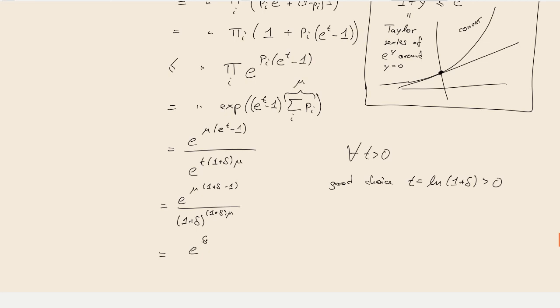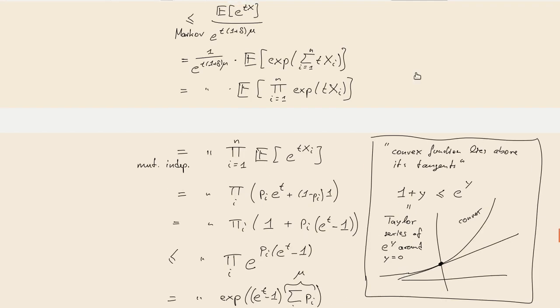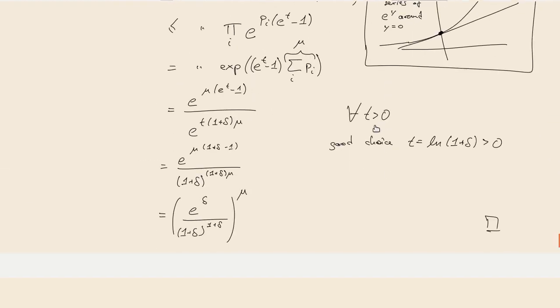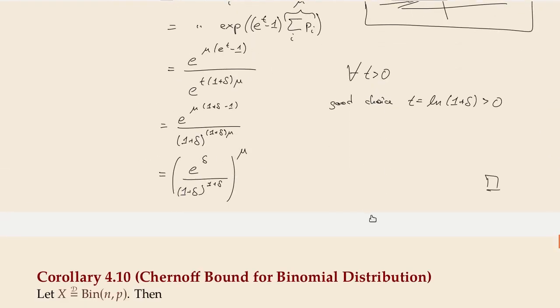Sorry, e to the delta, that's 1. And then the complete thing to the power of mu. And that was exactly, if you remember, the first inequality. And as I said, I will not prove how to get to the second. This is just transforming this term a bit more.